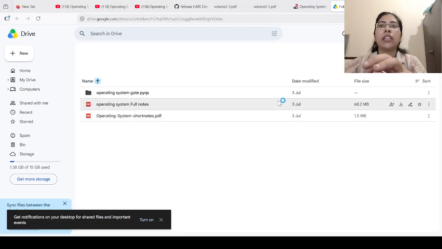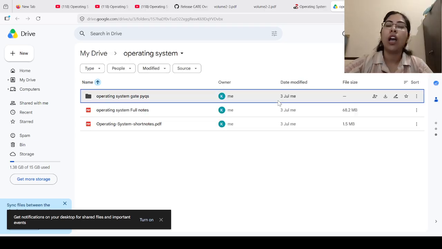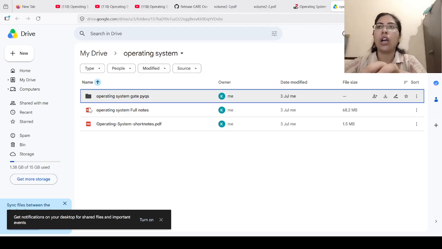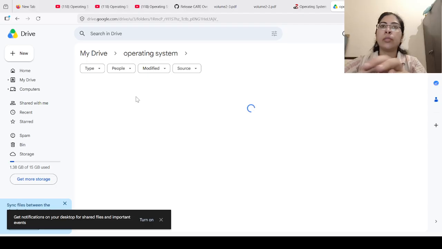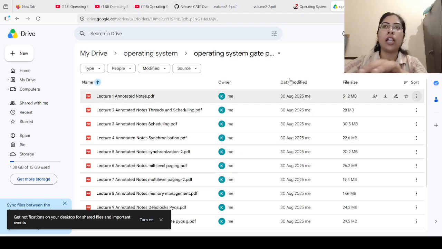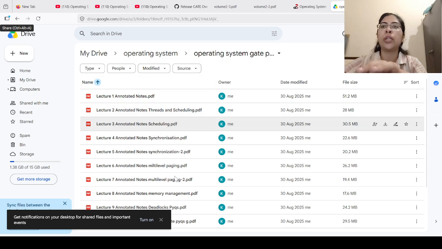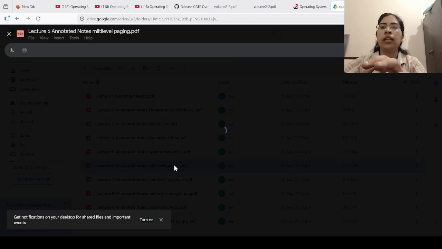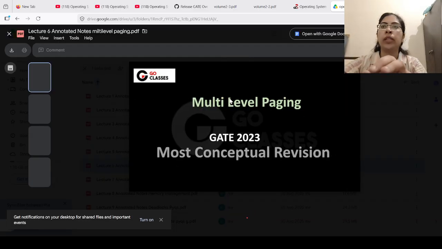You can see a folder like this. There are about three checklists here. Operating system GATE PYQs: simply click on the operating system GATE PYQs. These are the annotated notes of the operating system GATE PYQs, like multi-level paging. Let's click on multi-level paging.